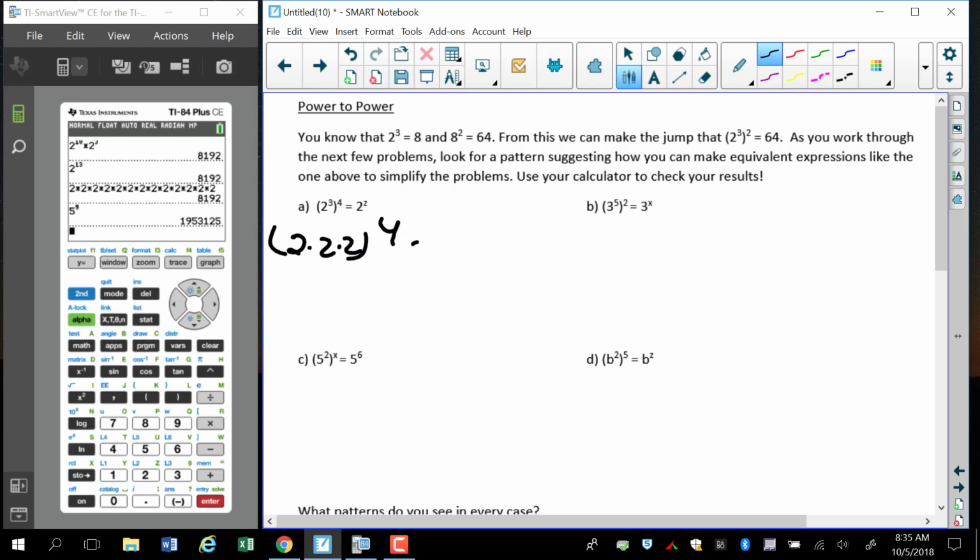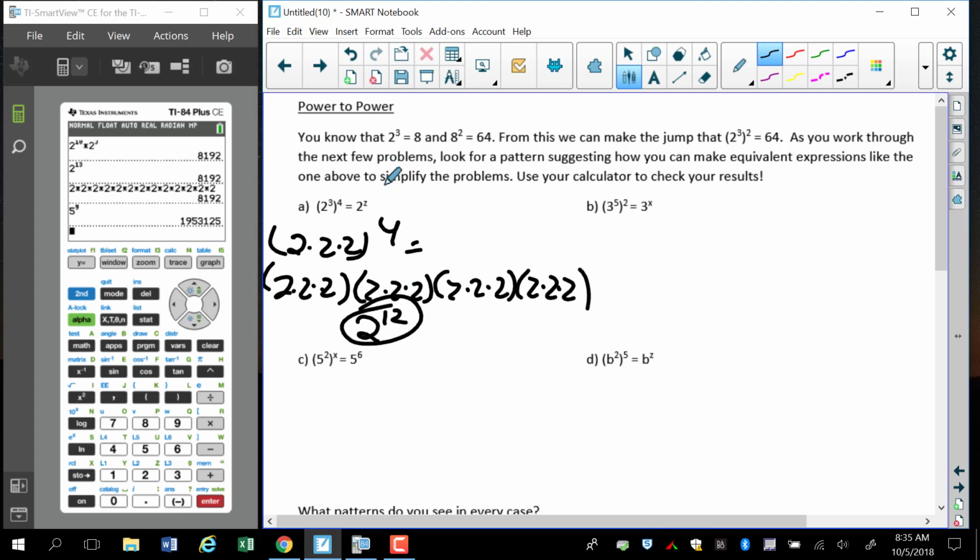So if I break up the 2 to the 3rd, and I have 4 of those, what does that really mean? I have 1, 2, 3, and 4 of them. So when you write this out, how many powers of 2 do I have? 1, 2, 3, 4, 5, 6, 7, 12 of them. So this is 2 to the 12th.